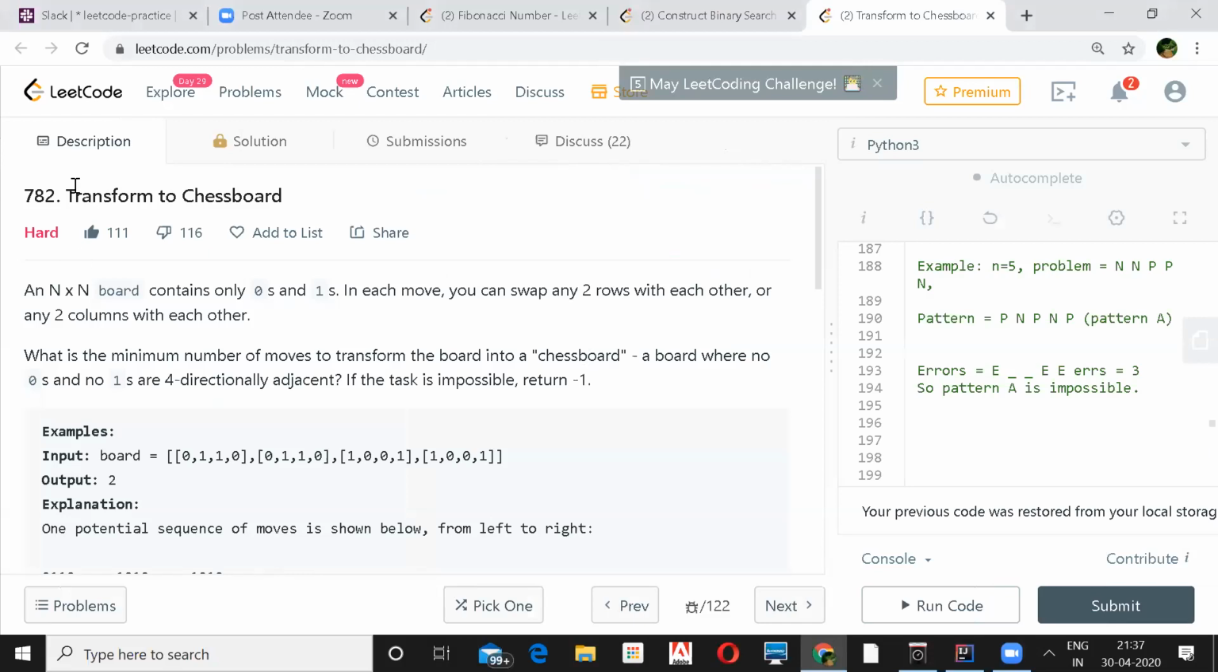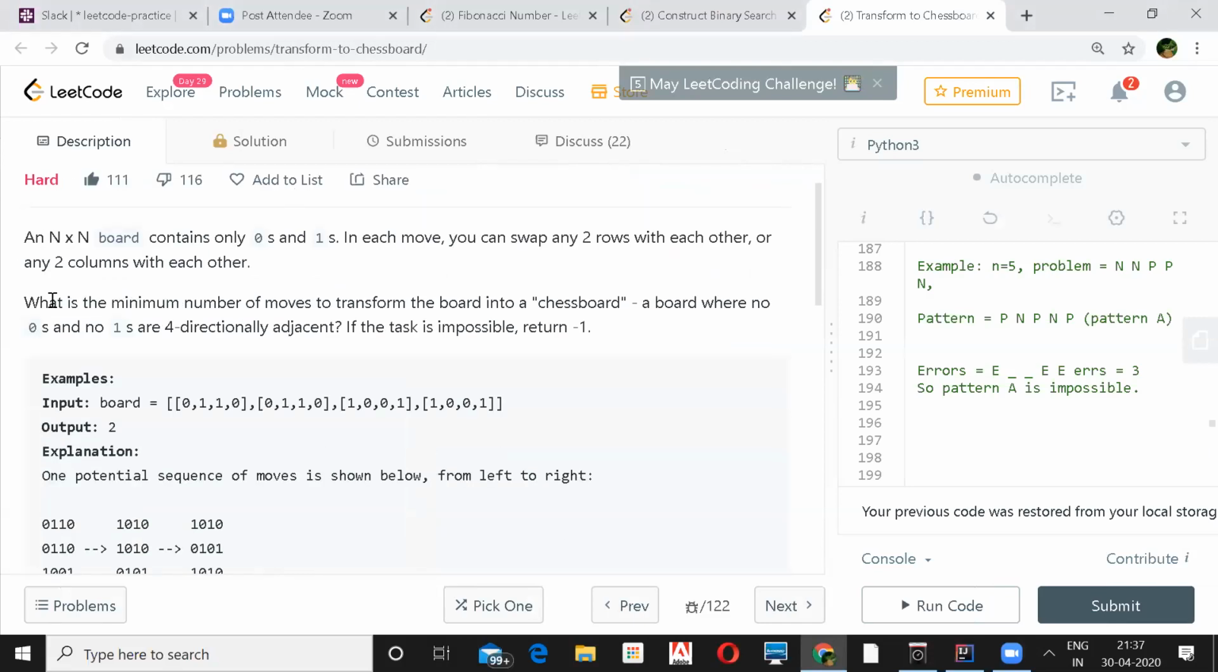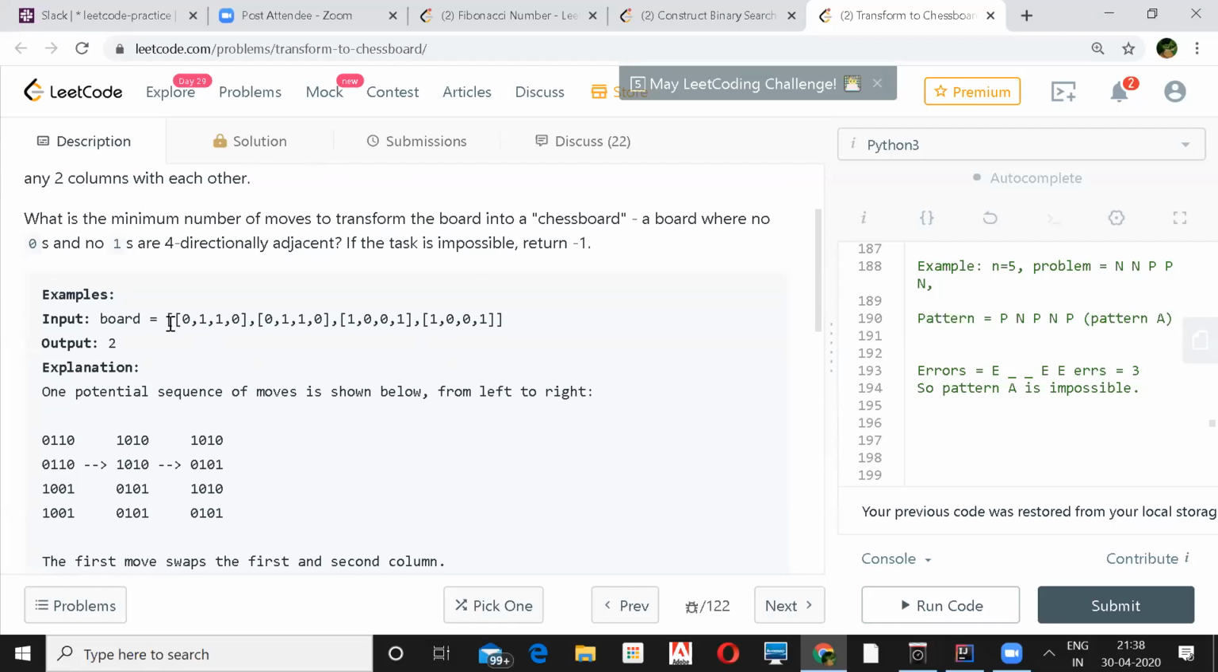Yeah, this is Transform to Chessboard. An n cross n board contains only zeros and ones. In each move, we can swap any 2 rows with each other or any 2 columns with each other. What is the minimum number of moves in order to transform the board into a chessboard? A chessboard they have defined as a board where no zeros and no ones are 4-directionally adjacent. And if it is not possible, we need to return -1.